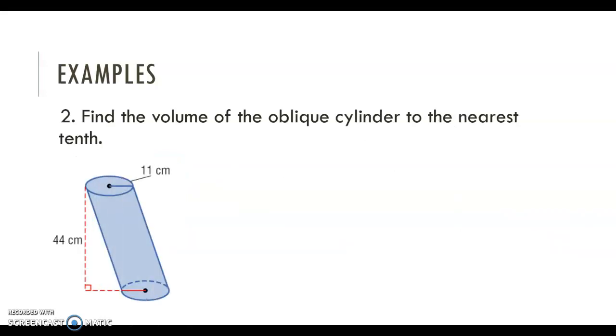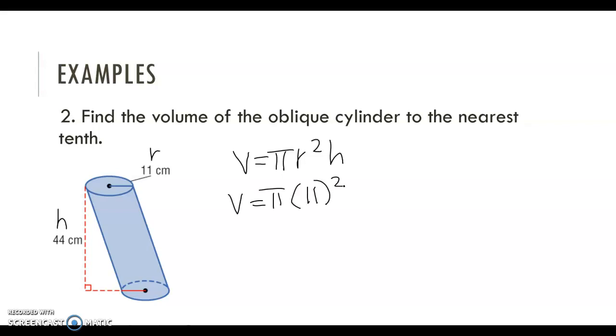So next example, we're going to find the volume of this oblique cylinder to the nearest tenth. Oblique just means that it's tilted a little bit. So when I look at this picture, we see this tilted cylinder. This 11 is still representing my radius, and I still want my height to be the perpendicular height, which is represented by this 44 centimeters. So volume is pi r squared h. So substituting in pi, radius of 11 squared, and height of 44.